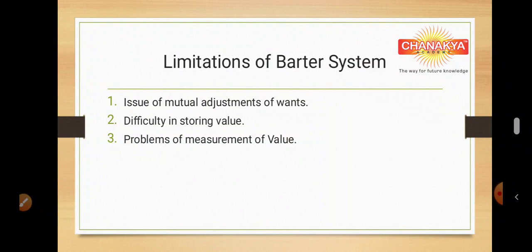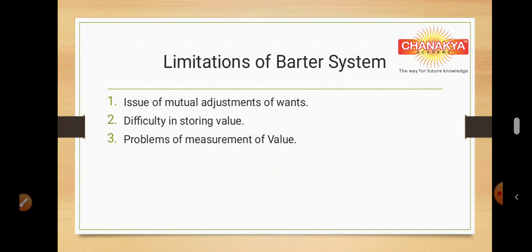Third one is the problem of measurement of value. 5 kg of wheat and 5 liters of oil. Do both the things have the same monetary value? Or how to know that the value of 5 kg of wheat will be equal to what amount of oil for exchange, or ghee for exchange?